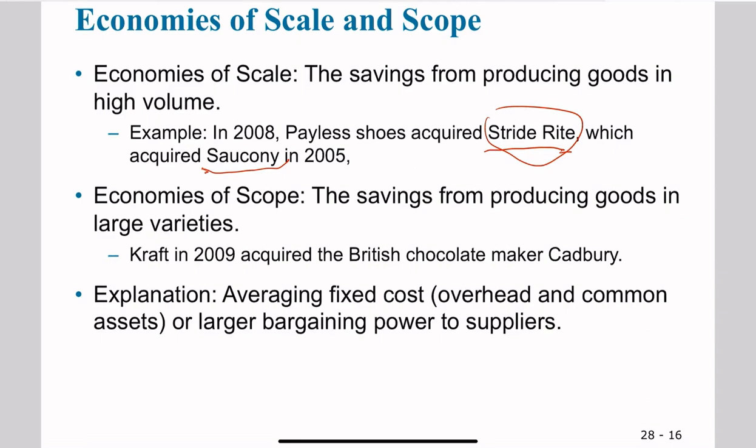Okay, the economies of scope. It means there will be savings if the firm produces goods in large varieties. For example, Kraft in 2009 acquired a chocolate maker, Cadbury. And you can see that Kraft is a food processing firm with a lot of different brands. So in this case, by acquiring Cadbury, the chocolate maker, it essentially expands its varieties.